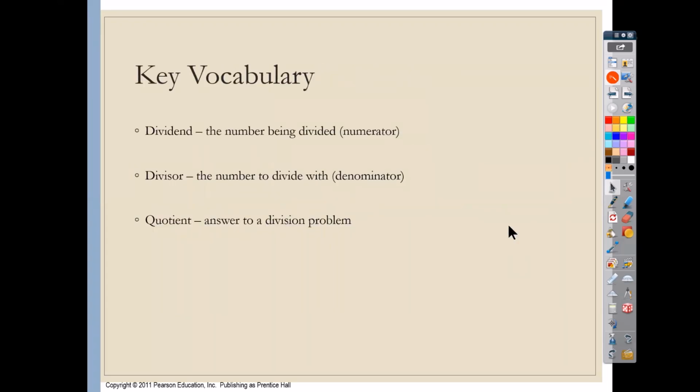Some key vocabulary is dividend, it's the number being divided, or the numerator if you're talking about a fraction. Divisor is the number that you're going to divide with, or the denominator in a fraction. And a quotient is the answer to a division problem.